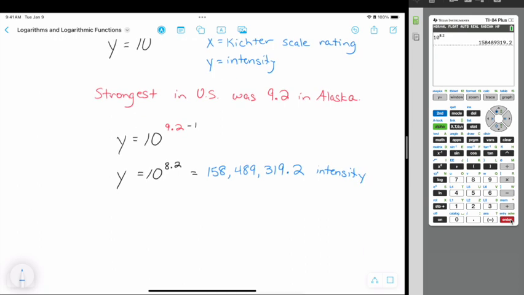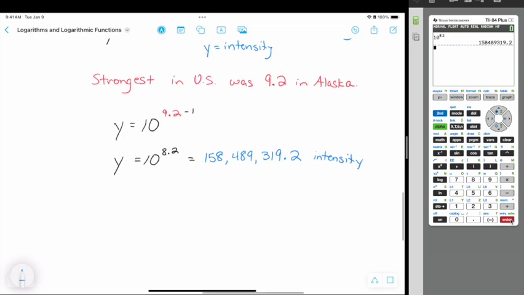But let's go the opposite direction. Let's see if we could use an intensity to calculate what it would be on the Richter scale. How bad was the earthquake? How much damage did the earthquake cause? Could we turn that into a Richter scale measurement? In order to do that, we want to take the original equation, y equals 10 to the x minus 1, and we want to find the inverse. And the inverse is what will allow us to take an intensity and calculate what the Richter scale would be.